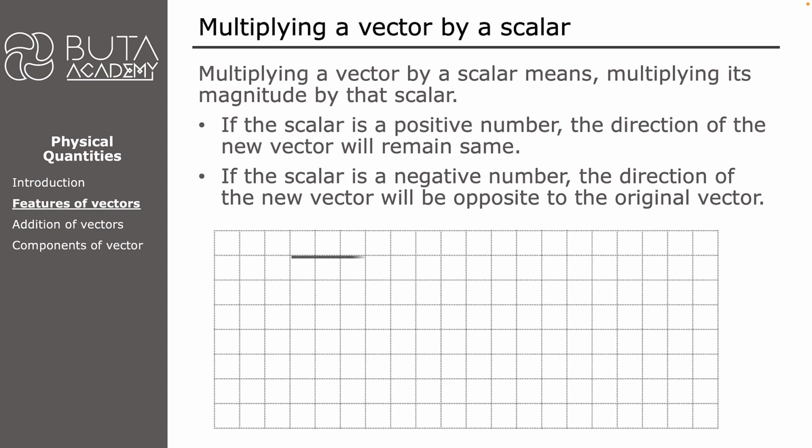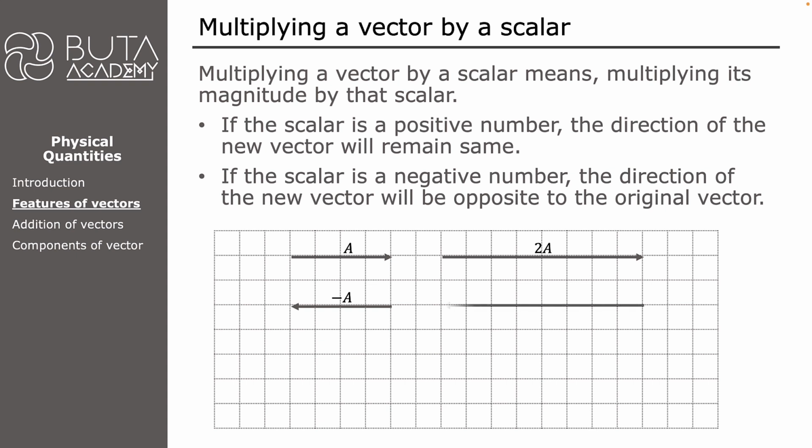Let's assume that we have a vector A which has length of 4 units. Multiplying it by 2 means drawing a vector with a length of 8 units, as 2 times 4 is equal to 8. We can multiply a vector by a negative number as well. If we multiply 4 by minus 1, we will get minus 4. As we learned in the previous slide, negative of a vector means vector of same length but in opposite direction. So as a result, we have a vector which is 4 units long but points to the left.